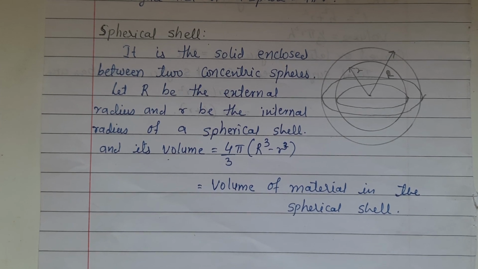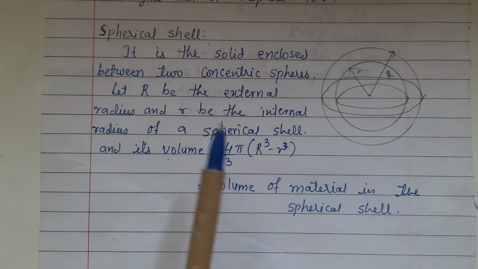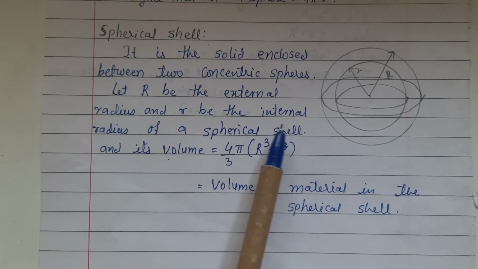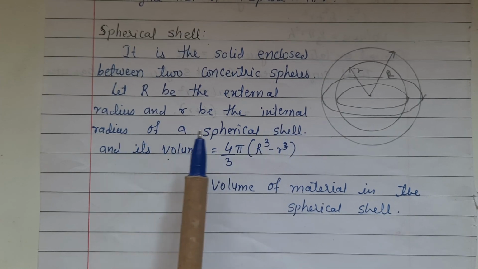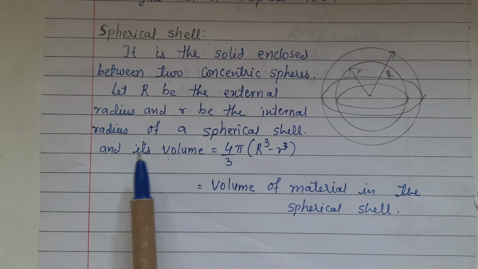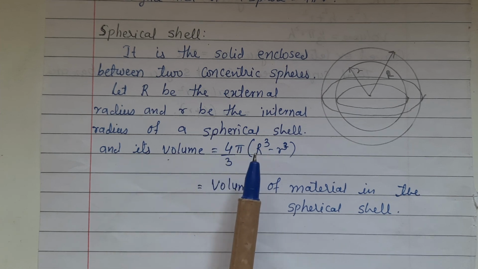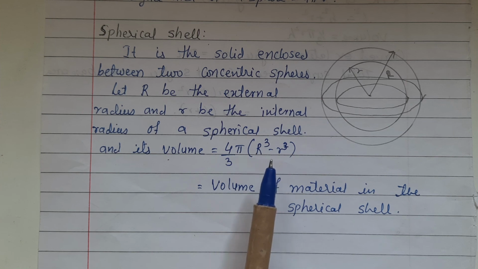Spherical shell. It is the solid enclosed between two concentric spheres. Let capital R be the external radius and small r be the internal radius of the spherical shell. And its volume is 4 upon 3 pi (capital R cube minus small r cube), equal to volume of material in the spherical shell.